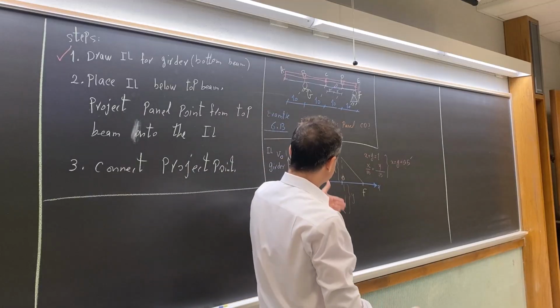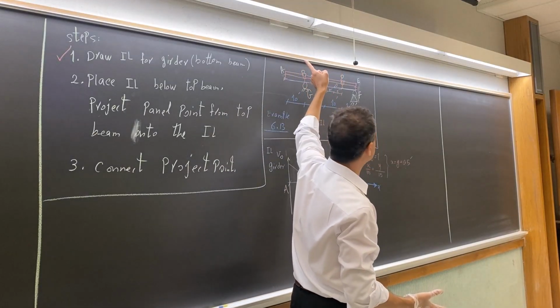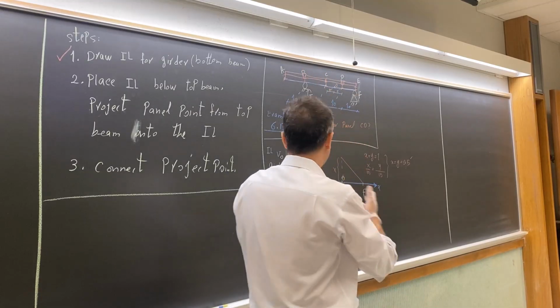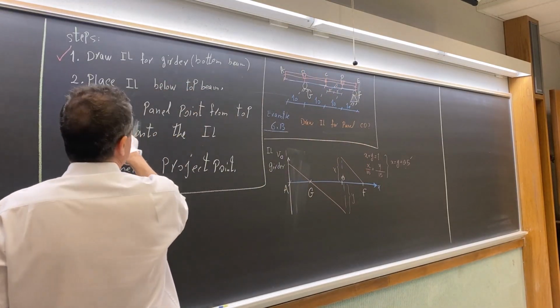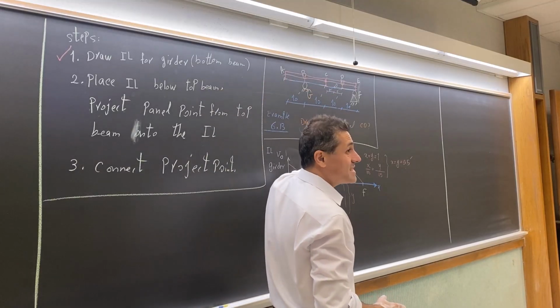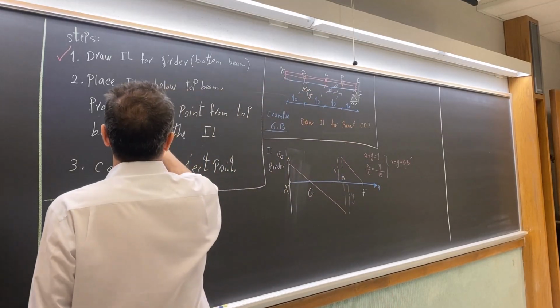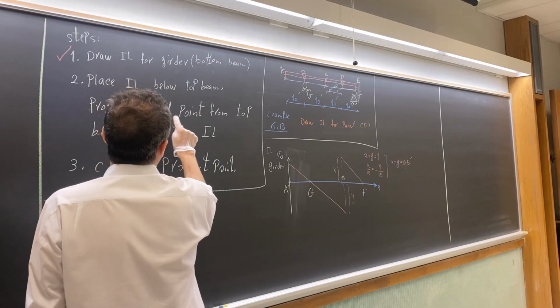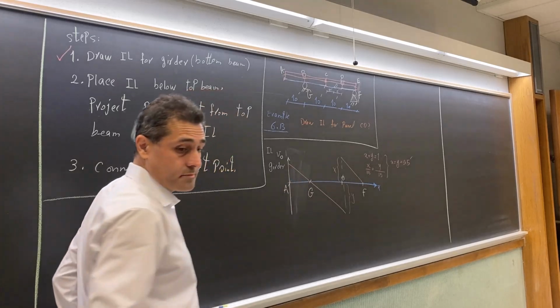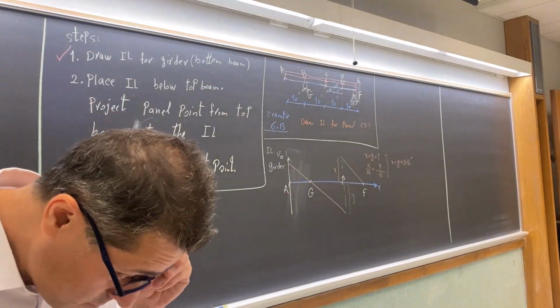Okay, we already placed it below the top beam. The top beam is the one in red. The top beam is the slab in red color. Place it exactly. So it means this is A, this is A. So it must be in scale to avoid confusion. Project the panel points from the top beam onto the influence line.